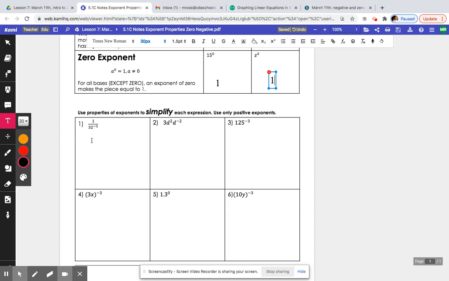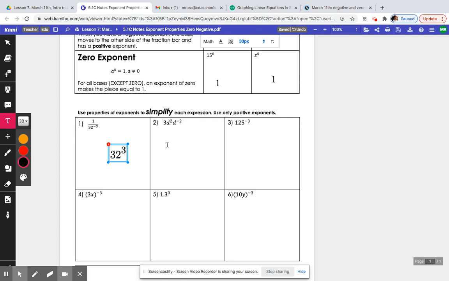Let's go down here and look at this. Use properties of exponents to simplify. We're not trying to get a final answer, we're just simplifying. If you have 1 over 32 to the negative third power, because it's a negative exponent, all we do is flip it. Instead of having a fraction, we change it so it's not a fraction and make our exponent positive.